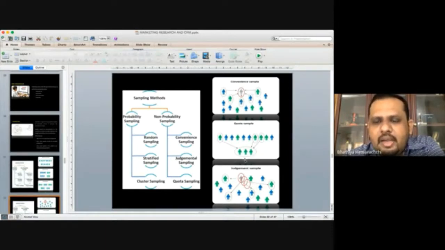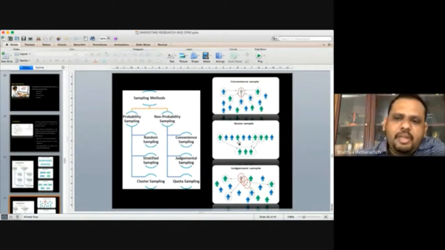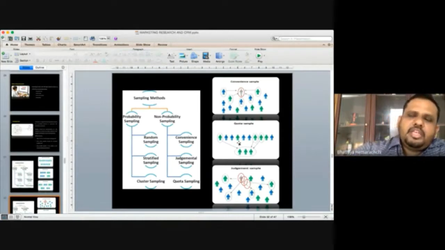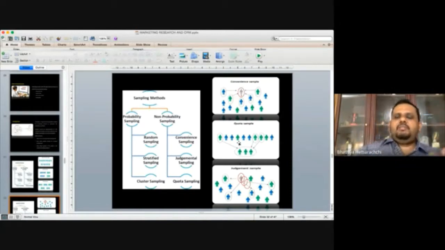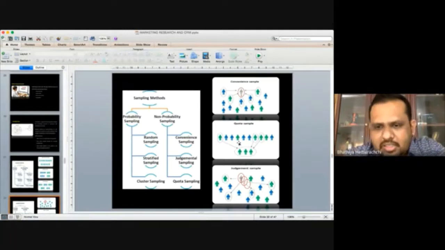Then you have quota sample, right? Basically, you cluster them, and out of a particular group, you will take a particular quota. Okay, from these people, only 10. From this group, only 5. Likewise, you have a quota, and then based on that, you do the research.